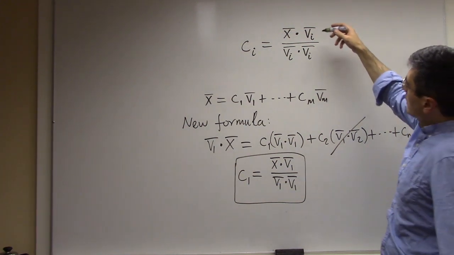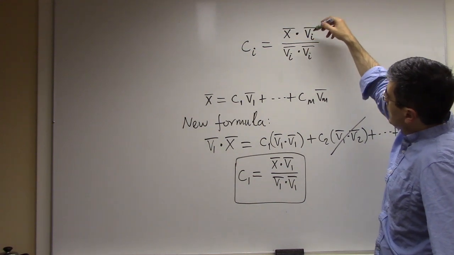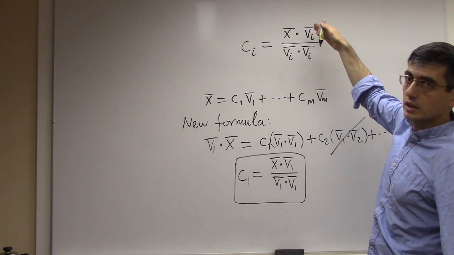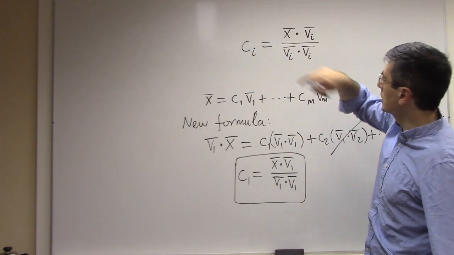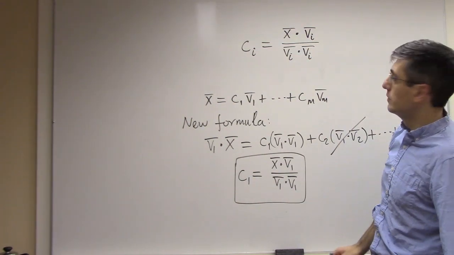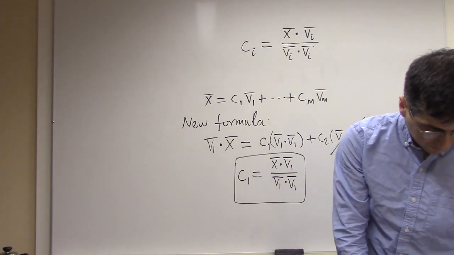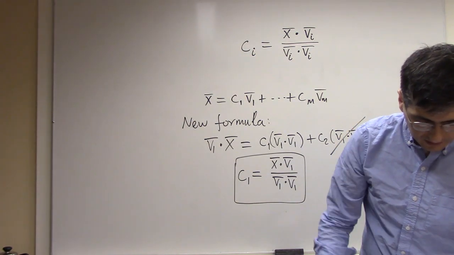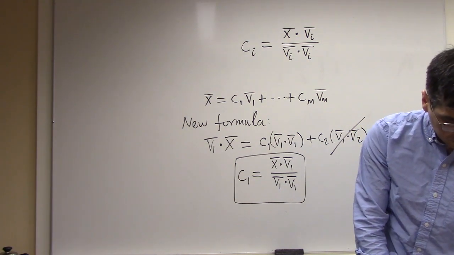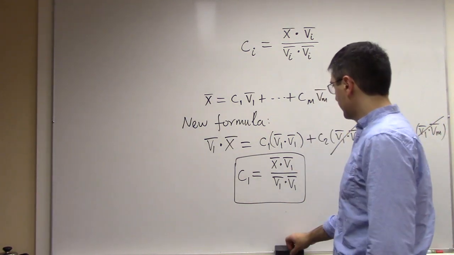Basically, if you just take vi and divide by its length, you will get the unit vector that points in the same direction as vi. So essentially what you're doing is computing the inner product of x with the unit vector pointing in the direction of vi. All right.